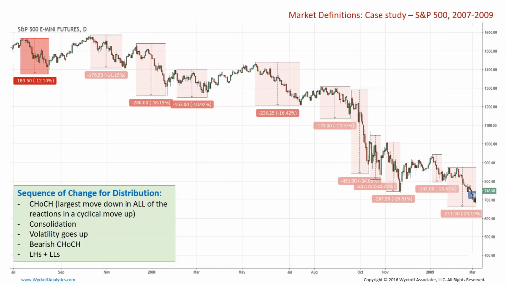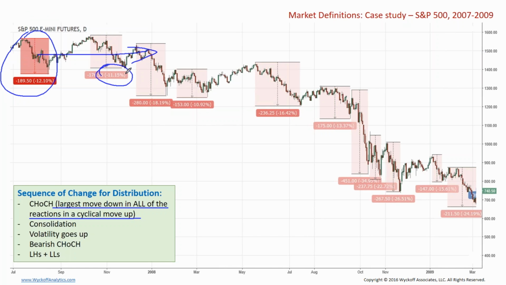And here we go again. It resembles the same picture that we had in 2000 and 2002. So first change of character, increase of the volatility, largest move down in all of the reactions in the cyclical move up. Then we are having a consolidation. Through this consolidation, we're still having quite high volatility on the way down. So that confirms that the increase of volatility suggests a distribution rather than a reaccumulation.